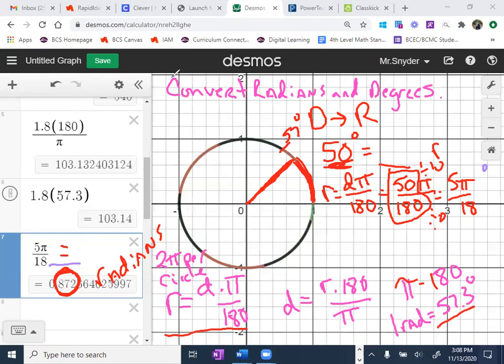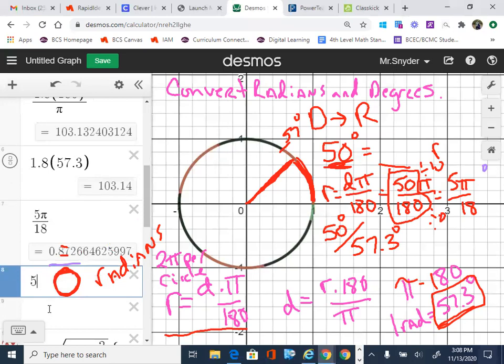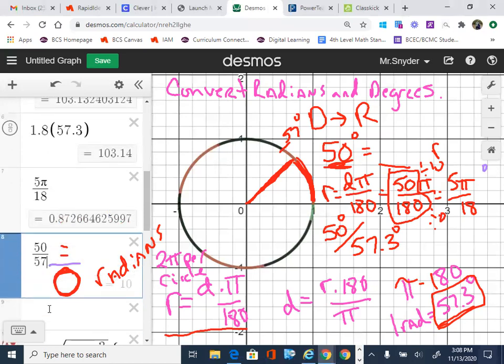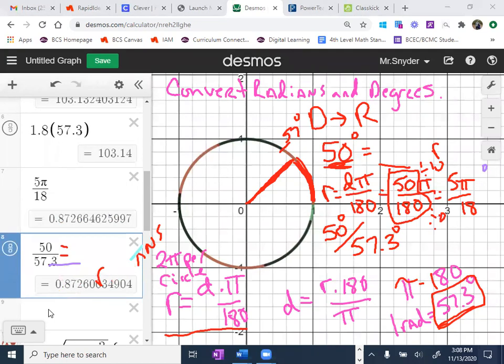Now, could I change 50 degrees to radians another way? Yeah, I could. I could say 50 degrees is what fraction of 57.3? This is more of an approximate method. So we can take 50 and divide it by 57.3. Guess what? It comes out to be the same. That gives me the decimal way of doing it, so that would be 0.87 radians.